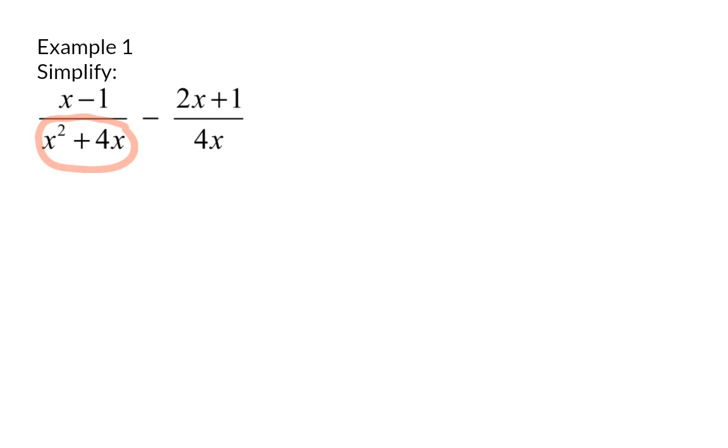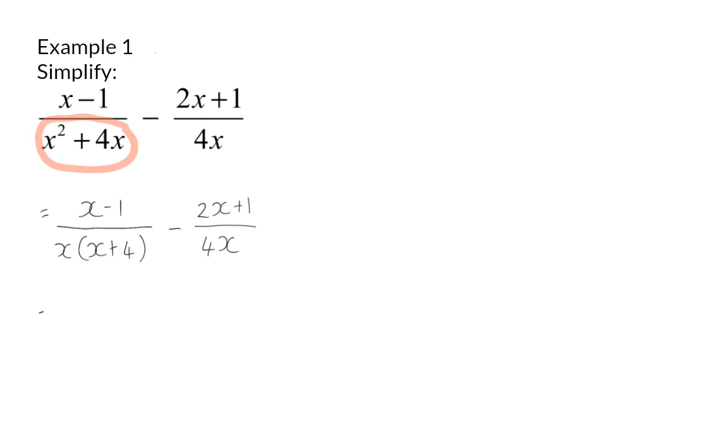So, in our first term, the denominator has a common factor, so I'm going to start off by taking out x as a common factor and I'll be left with x plus 4. And this means that this denominator now consists of two factors, x times x plus 4. The second term's denominator is already one term and consists of the factors 4 times x. Now we can determine the common denominator.